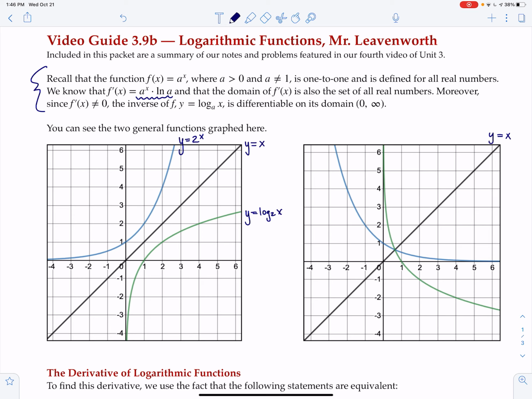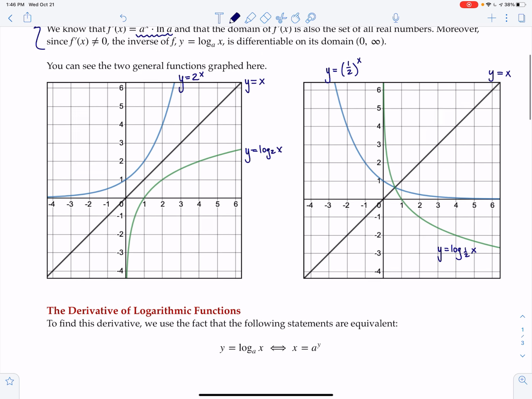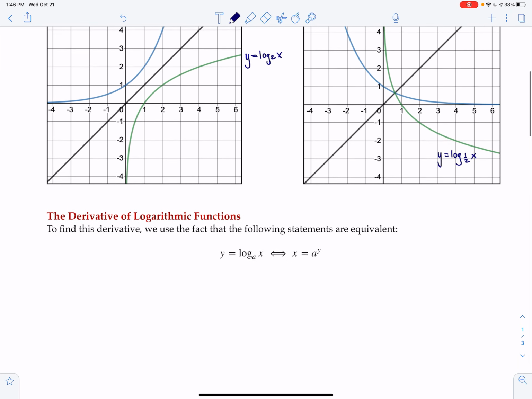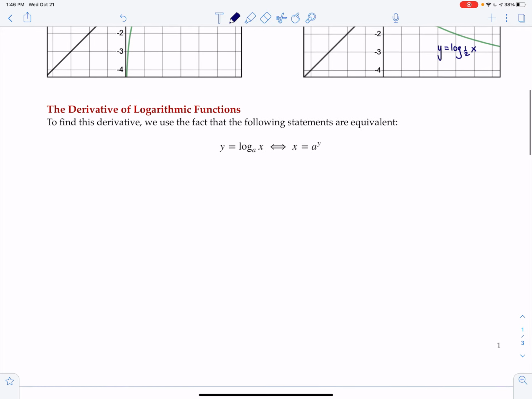And over on the right side, I used a base between 0 and 1, 1/2, to show you that it looks different, but it still maintains that reflection over y equals x. And that's all that is. What we are going to do down below is algebraically prove the derivative rule for logarithms, and you're going to see that here.